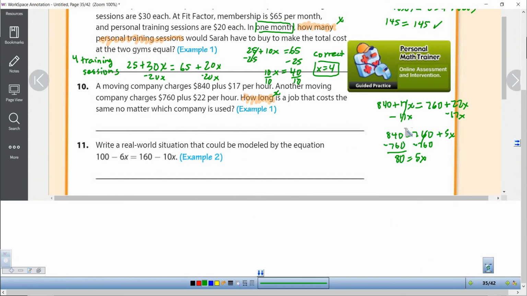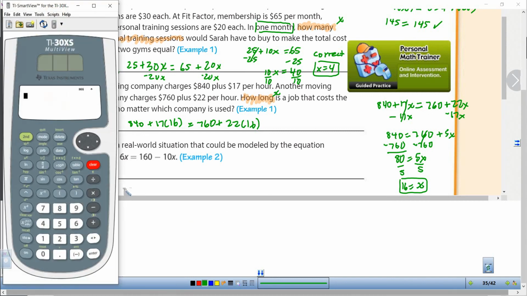So this company here charges $80 more, right? This one here charges $5 less per hour. If we divide by 5, well, 80 divided by 10 would be 8, so 80 divided by 5 would have to be 16. So I got an answer of 16. So the question is, are these equivalent? Does 840 plus 17 times 16, is that going to equal 760 plus 22 times 16?